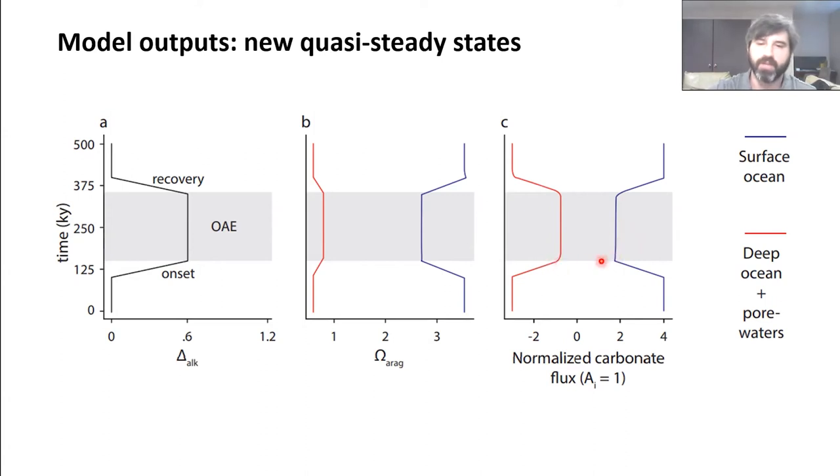And so the sum of these two curves, actually the difference between these two curves, is always one. So this is normalized to that weathering input flux. And so this is that expression of multiple valid steady states. And the most important part of this model is the fact that I have assigned an arbitrary time scale to this OAE, but you'll notice that the shape of the input curve pretty much exactly matches the shape of the output curve.